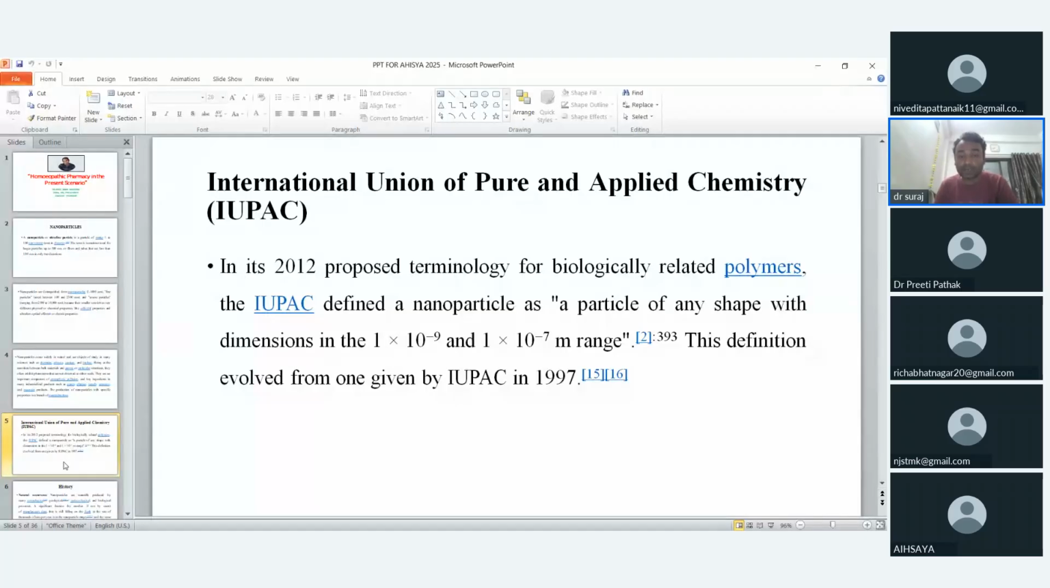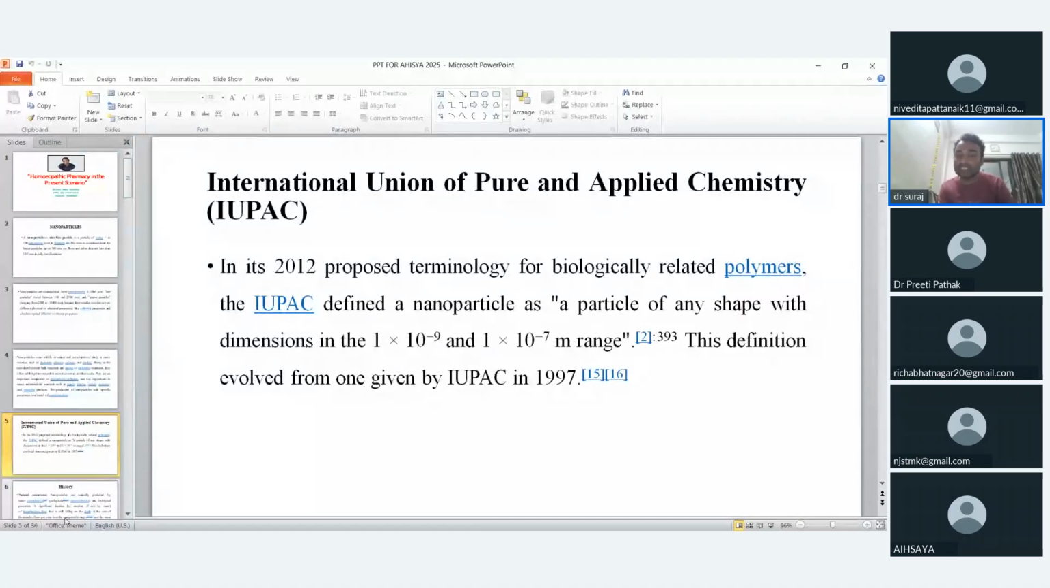Suppose when we talk about the classification of enzymes, again it is derived by IUPAC. There are different classes of enzymes like oxidoreductase, transferase, hydrolase, lyase, epimerase, ligase. So IUPAC plays a major role. It is a standard one. It gives you a specific dimension of the molecular and atomic structure. So it plays a major role.